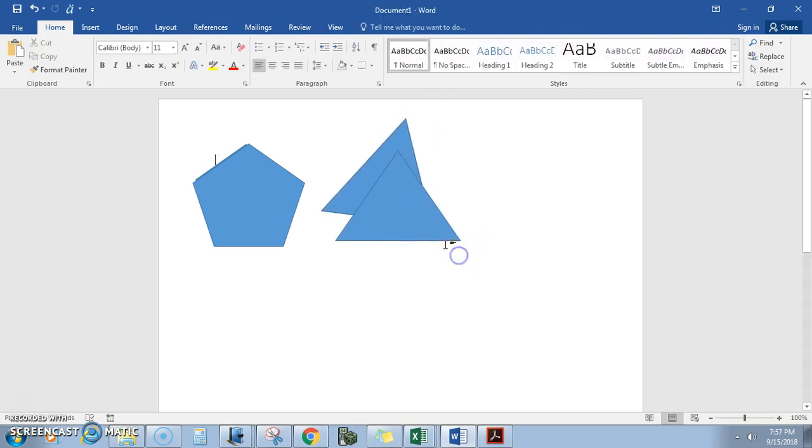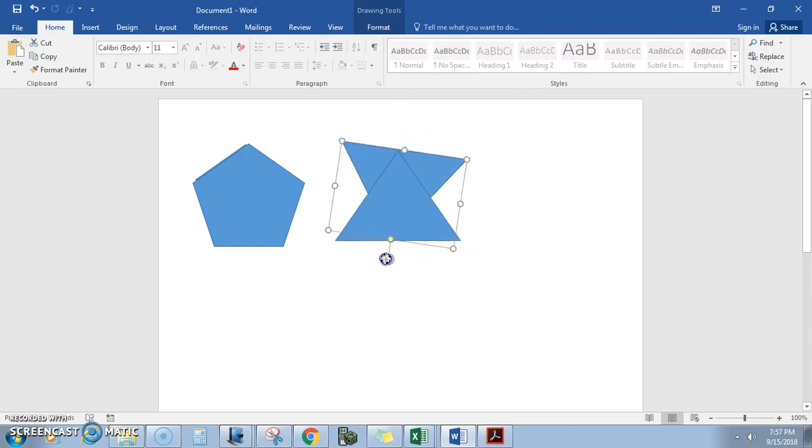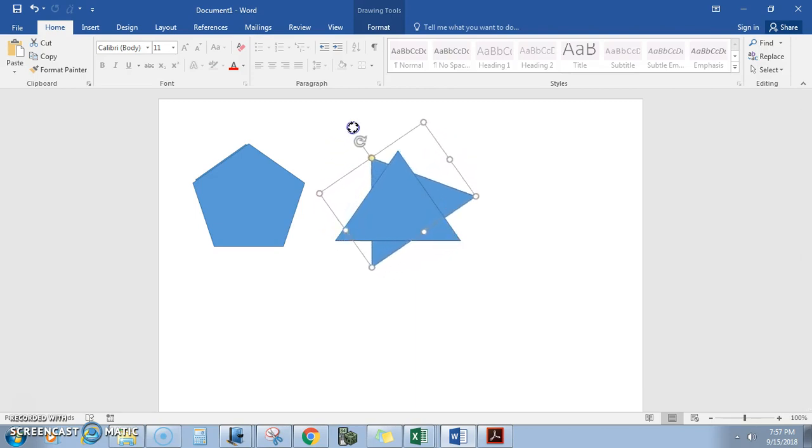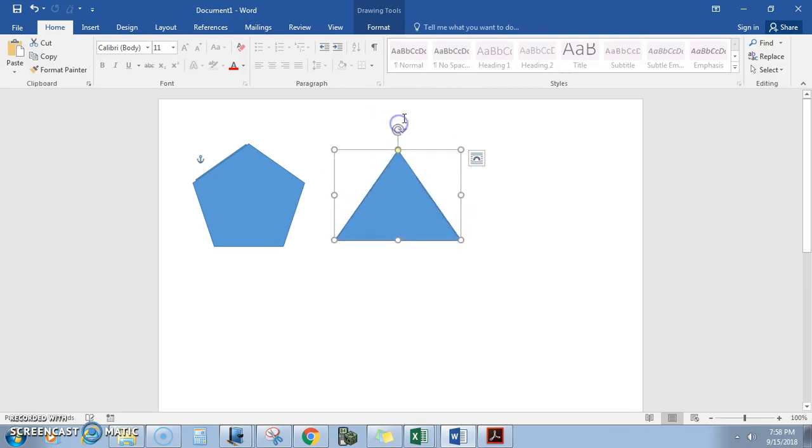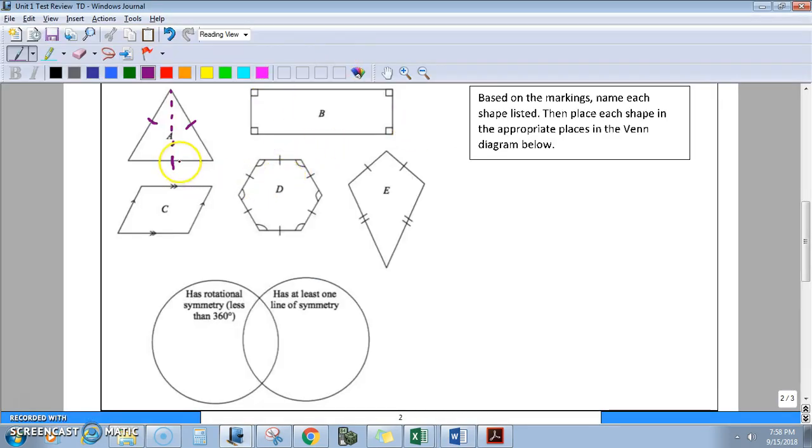Nope. Oops. Nope, nope. Keep turning, keep turning. No. Nope. So only 360 degrees. So we are going to put that one only into this circle. Okay.